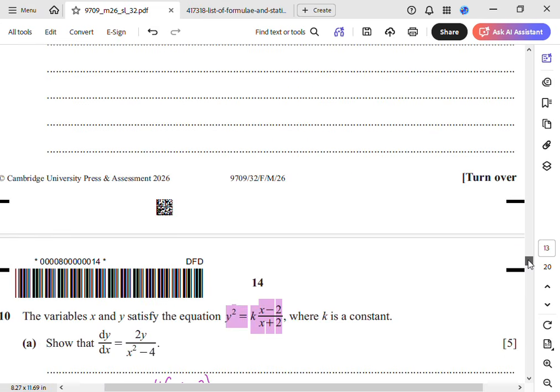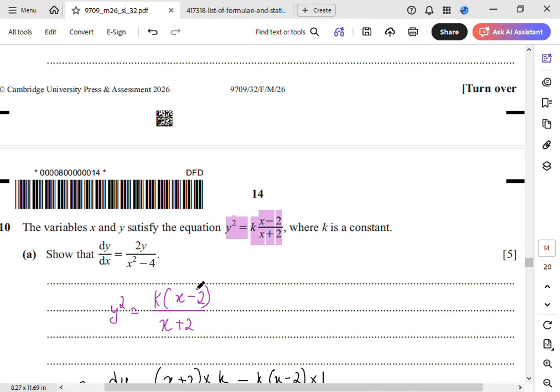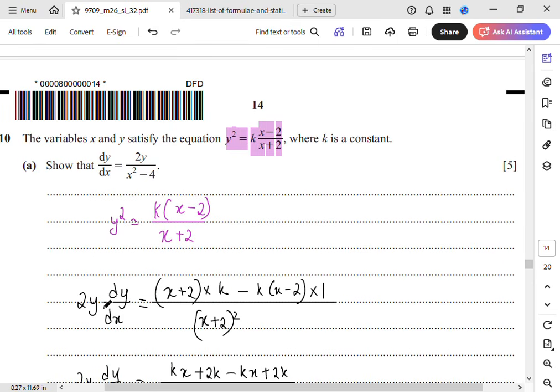Moving to the next question, you have the variables x and y satisfy the equation y squared equals k times x minus 2 divided by x plus 2, where k is a constant. You have to show that if you differentiate this, you get 2y divided by x squared minus 4. So you will have to use implicit differentiation here, right? So y squared equals this. If you differentiate y squared, you get 2y dy by dx, right? And for this, you have to use quotient rule. So x plus 2 times differentiation of the numerator, which is just k, minus k times x minus 2 times differentiation of the denominator, which is 1, divided by denominator squared, right?